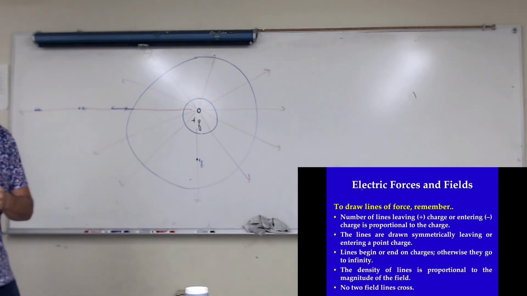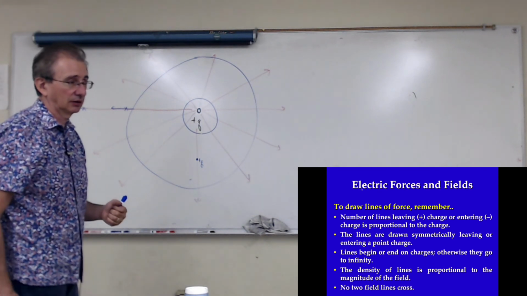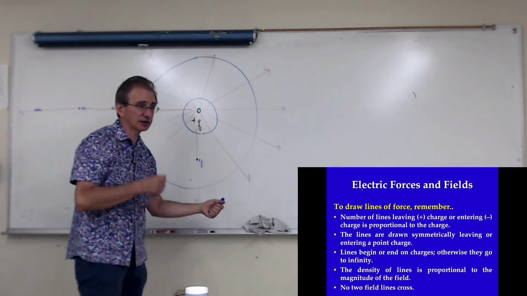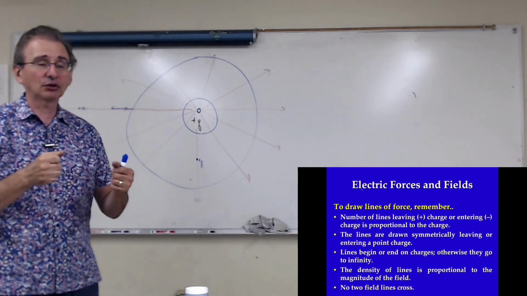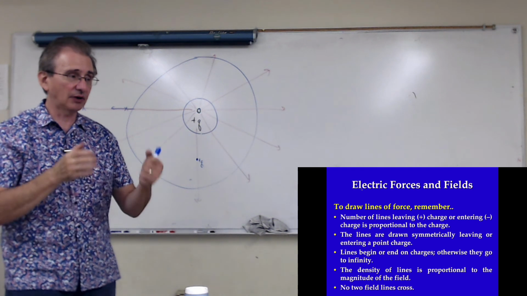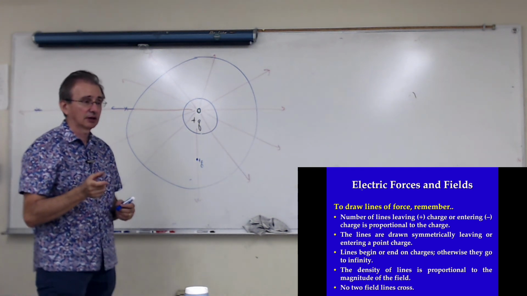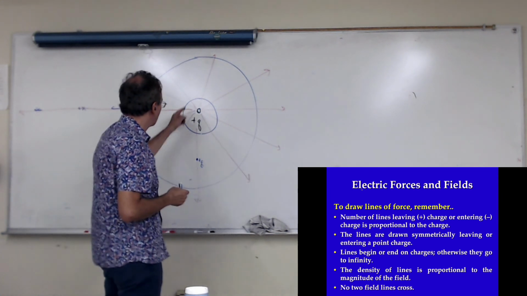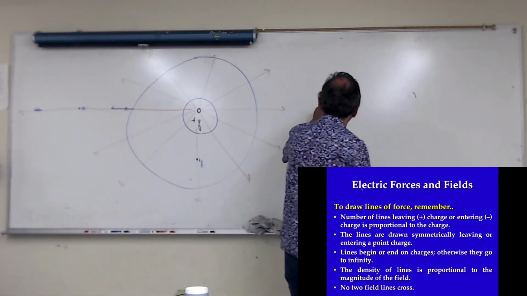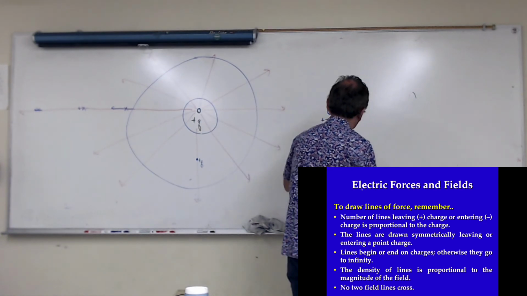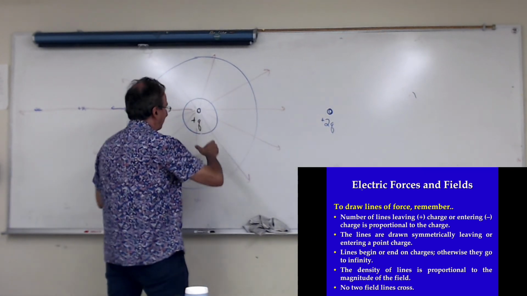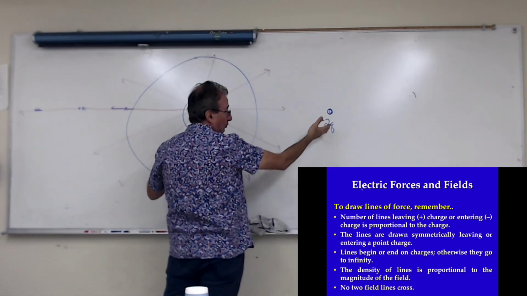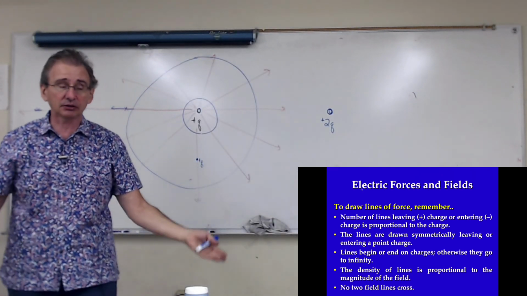If you want to draw field lines to understand the electric field produced by a system of charges, you have to obey the following rules. First of all, the number of lines entering or leaving a charge is proportional to the charge. So for example, I drew these charges here. If I took another charge here and doubled it, if I drew 10 lines for this one, I'd have to draw 20 lines for this one. Why? Because twice the charge produces twice the field.